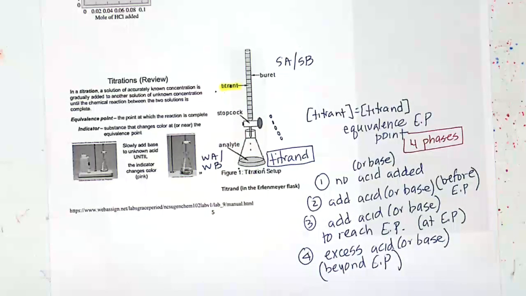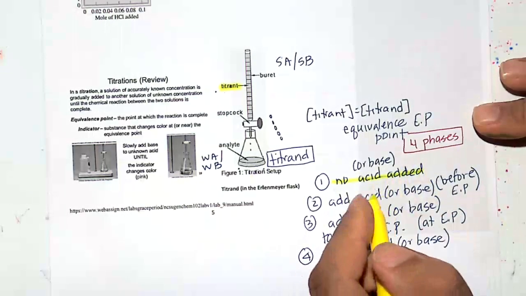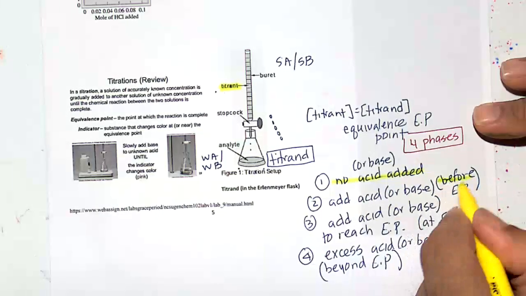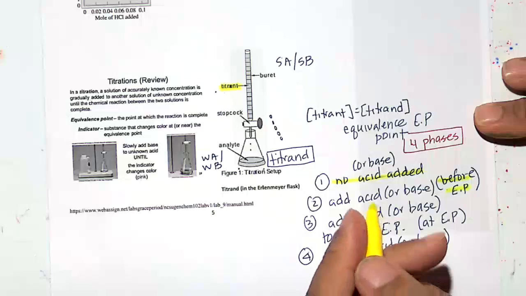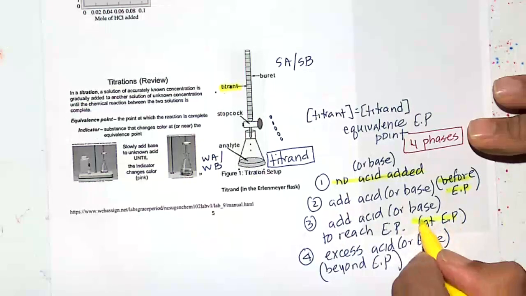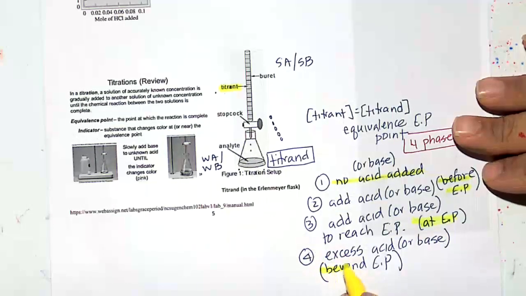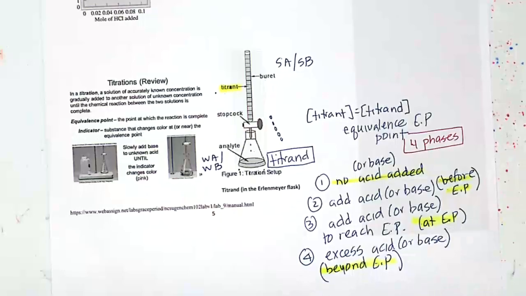So these are the 4 types of titration problems. Nothing is added, no titrant is added. You add the titrant, but it's before the equivalence point. You add enough titrant so that you're at the equivalence point, and then you add a little bit more so that you're beyond the equivalence point.